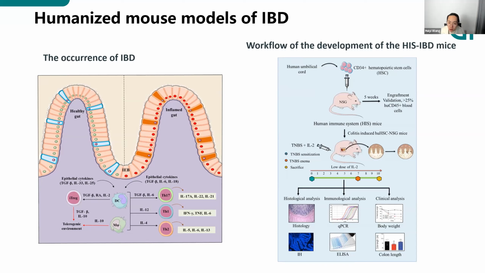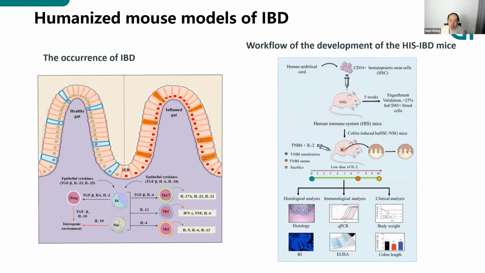On the contrary, IBD-induced inflammation induces the intestinal epithelial barriers to secrete TGF-beta, IL-6 and IL-8, stimulating the dendritic cells and macrophages to produce inflammatory T helper 17 cytokines like IL-17A, IL-22, IL-21, and creating an inflammation focus in the diseased intestine.